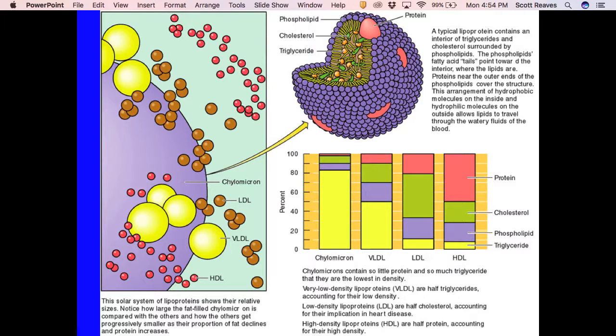On the left side, it shows the size differences of the lipoproteins. One way of saying this is, let's say this is the solar system of lipoproteins, and you looked at the different sizes. See that big purple shape? That's a chylomicron. Chylomicrons are huge relative to the other ones.